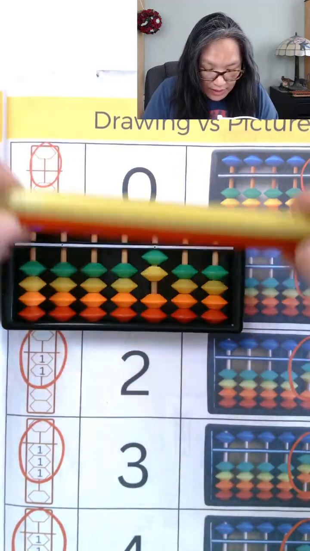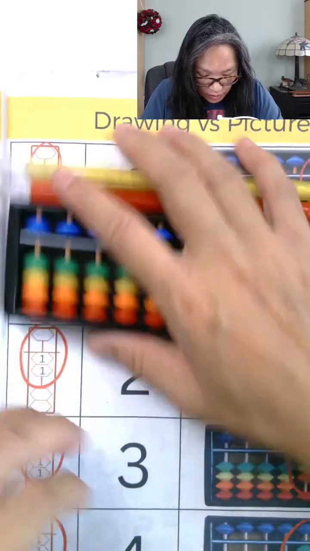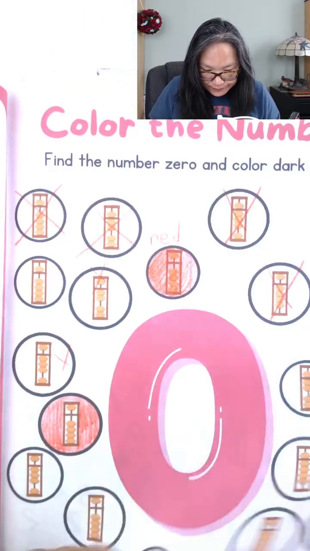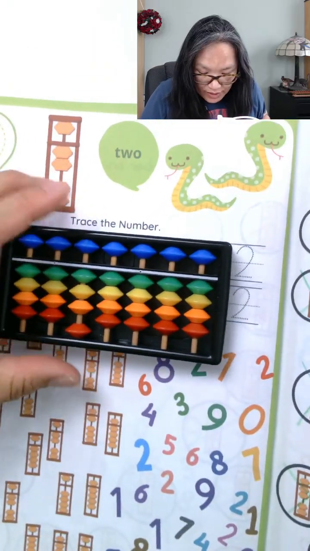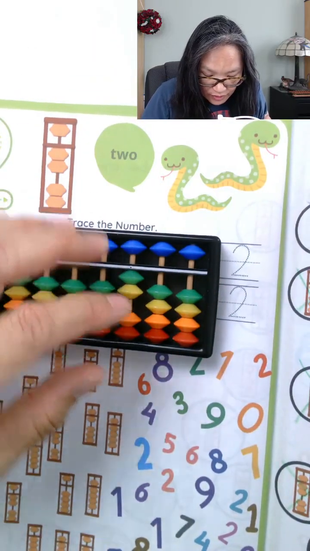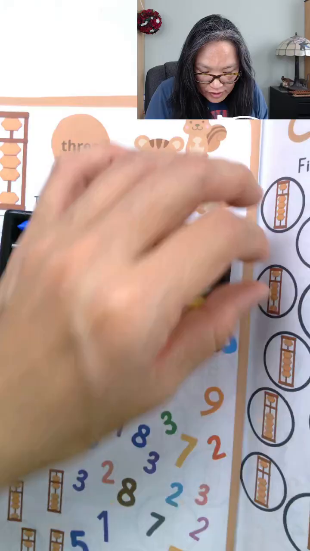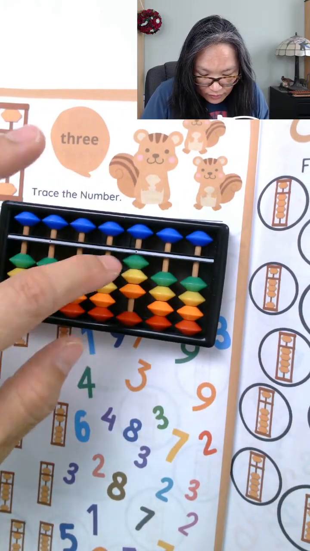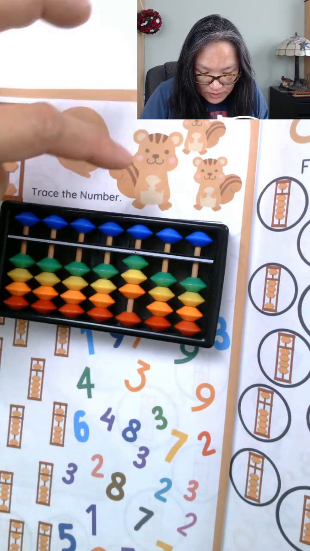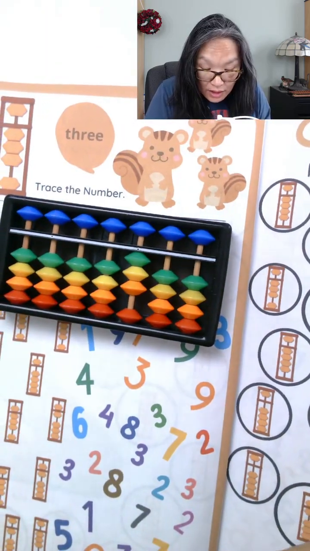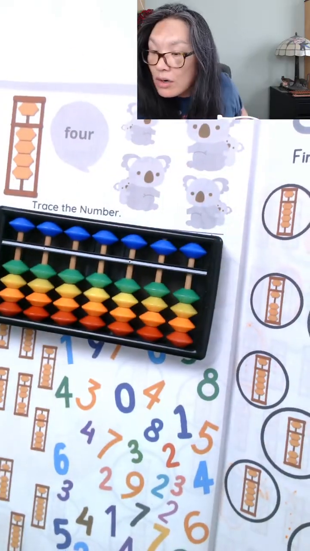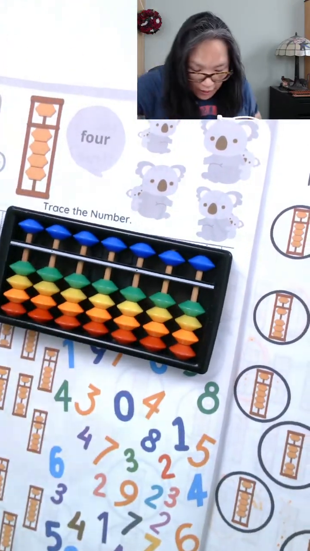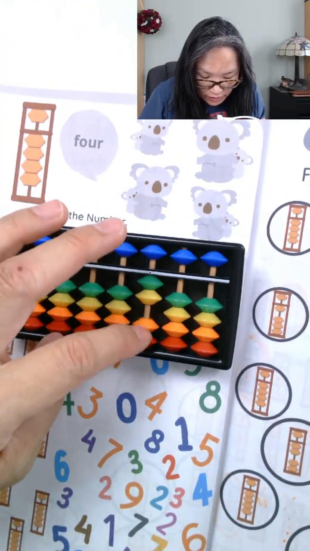So if I just did 2 pencils, that's what 2 is. 2 items. Just like here, we have 2 snakes. Because we have 2 snakes, we have 2 on the abacus. 1, 2. And then we have 3, well, it looks like 3 chipmunks. When we have 3 chipmunks, we have 1, 2, 3 on the abacus, 1, 2, 3 on the paper, right? And then we have 4 big koalas. After big koalas, we have 4. We have 1, 2, 3, 4.